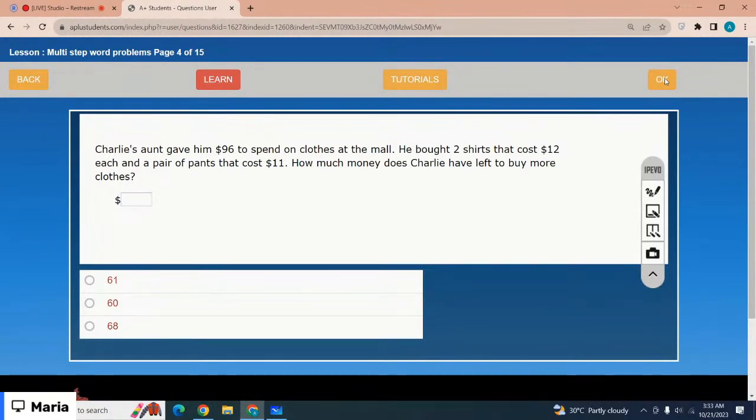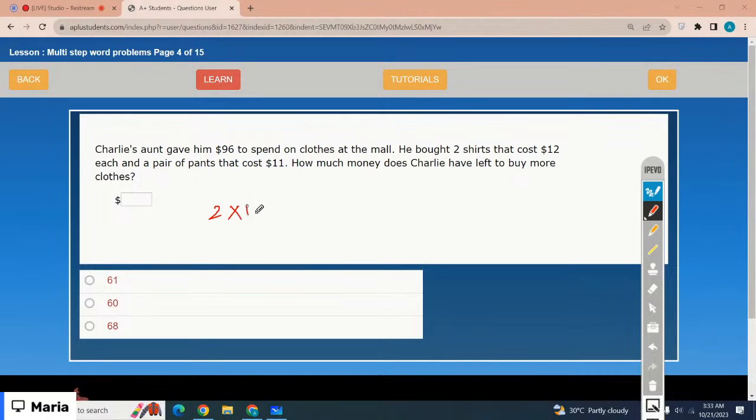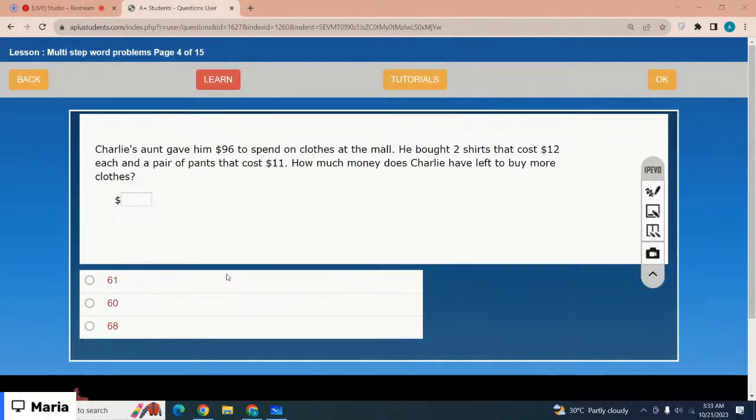So he bought two shirts for $12 each, right? So that is 2 times 12, and plus a pair of pants, that is 24 plus 11, that is 35. So $35 he spent from 96, and $96 minus $35 is $61. That means he still has $61 to buy more clothes, right? The correct option is $61.